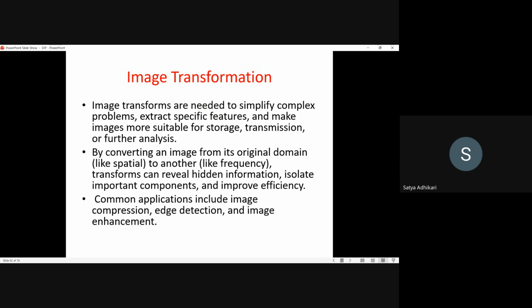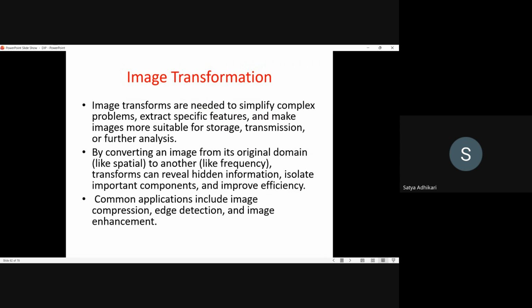Besides that, image transforms are needed to simplify complex problems, extract specific features, and make images more suitable for storage, transmission, and further analysis. This is the need of image transformation. By converting an image from the original domain, that is the spatial domain, to another like the frequency domain, a transform can reveal hidden information, isolate important components, and improve efficiency, so that you can perform some operations suitably.